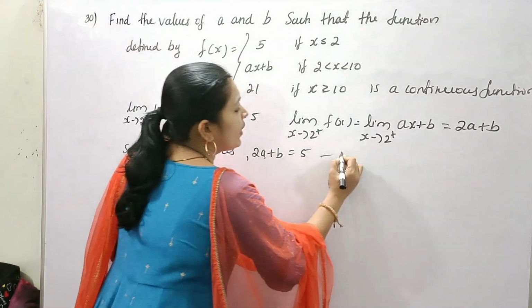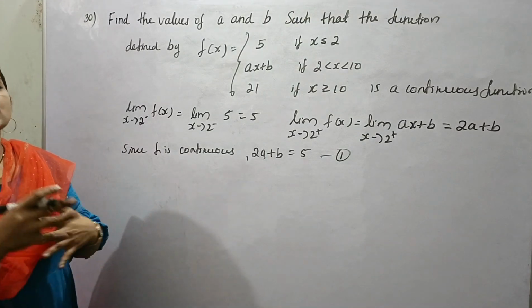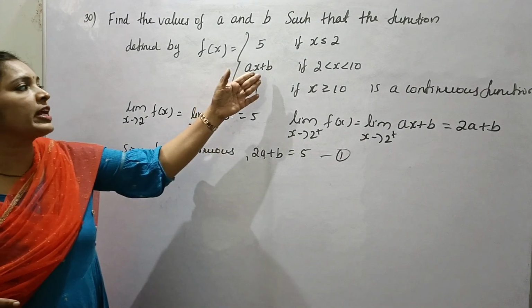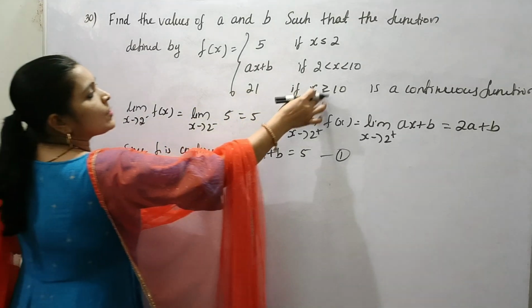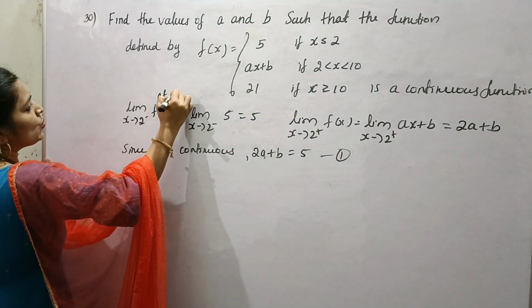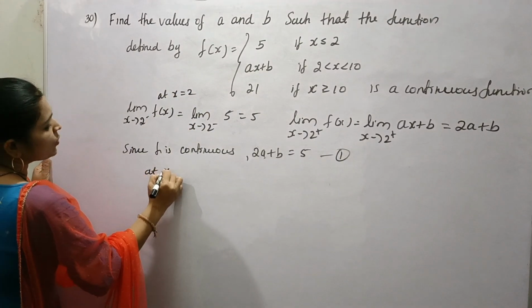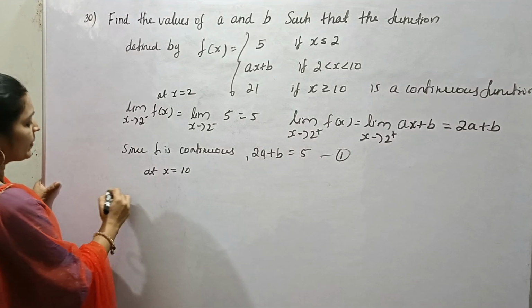We have got one equation. Next we will get another equation, then by solving these two, we will get a and b values. So next, at x is equal to 10, let's check the continuity at x is equal to 10.